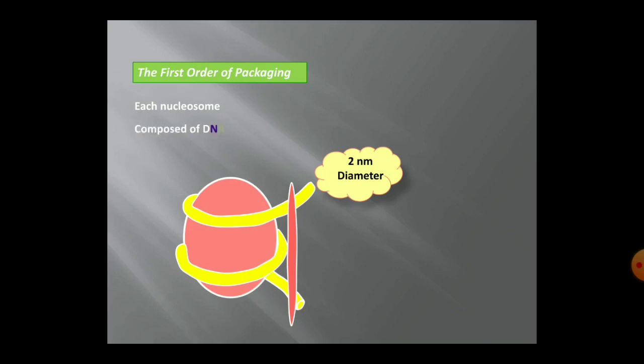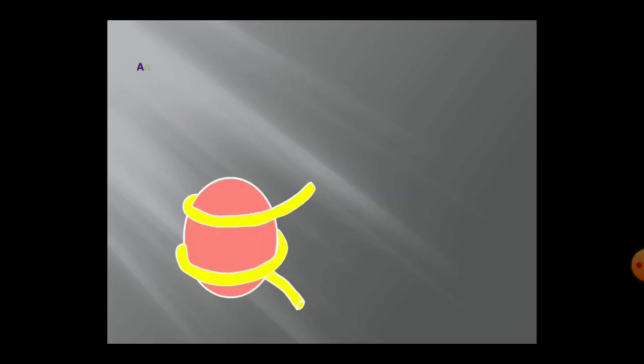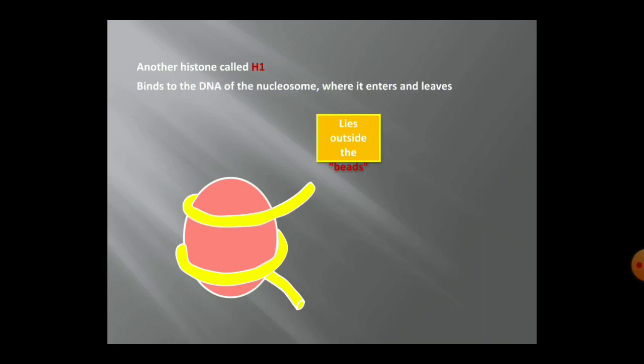So each nucleosome is composed of two components. One is DNA and the second one is protein, histone protein. Then the other histone protein, called H1, lies outside the nucleosome, outside the bead, and this protein binds to the DNA of the nucleosome where it enters and leaves. So exactly in this position, I'll show you. In this position, H1 histone protein is present, through which DNA enters and leaves the nucleosome.